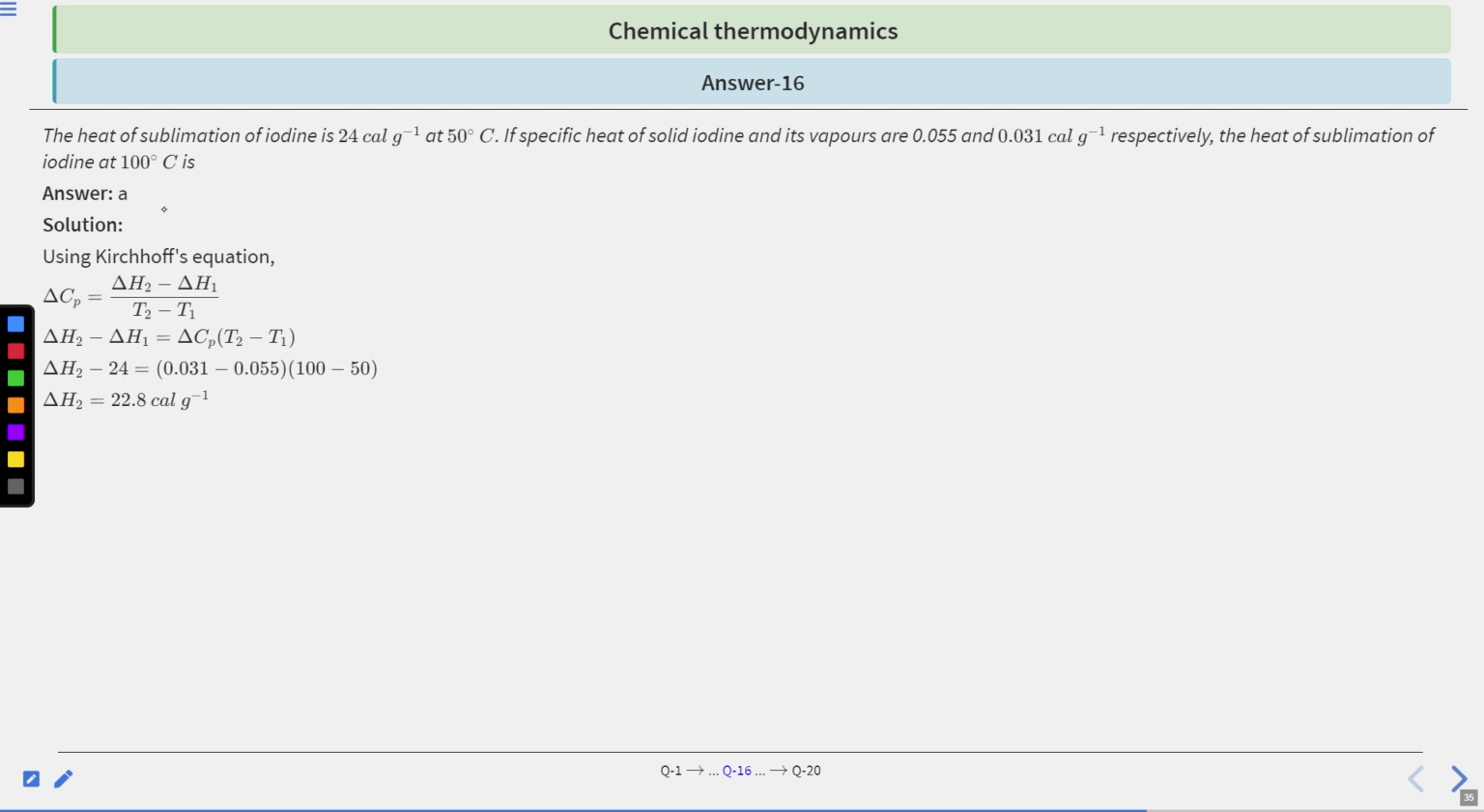Okay, so the correct answer is option A. Using Kirchhoff's equation, we have del Cp equals change in enthalpy divided by change in temperature. And we can find the change in enthalpy equals Cp times change in temperature. On putting the values respectively, we have del H2 equal to 22.8 calorie gram inverse. Hence, option A is the correct answer.